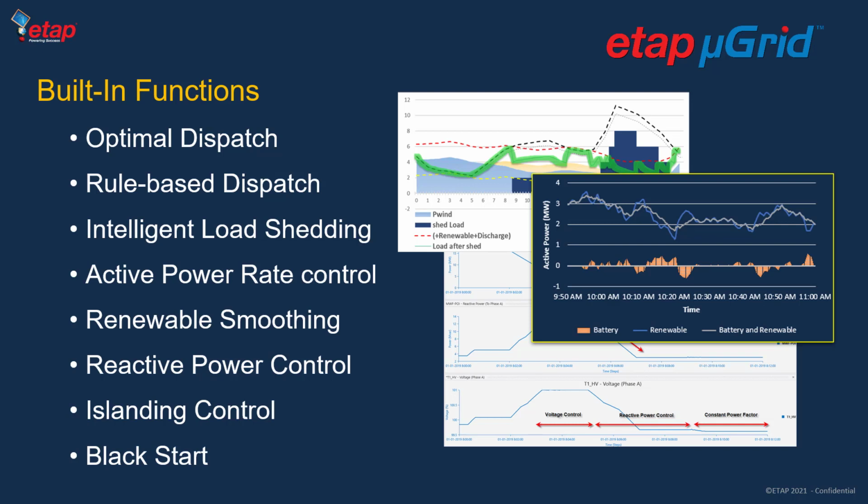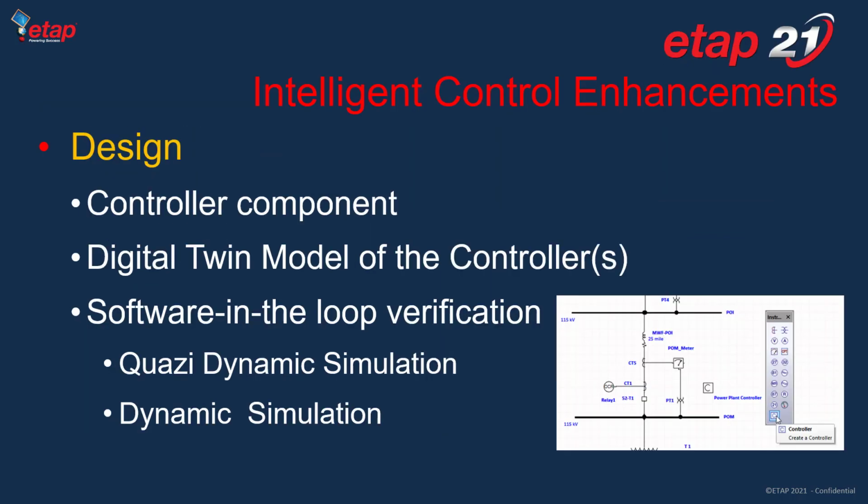In some microgrids, they island, but they don't automatically start their energy sources. So for example, you can have a diesel backup generator for which it's required to do a black start. So now let's look at the ETAP 21 Intelligent Controller Enhancements.